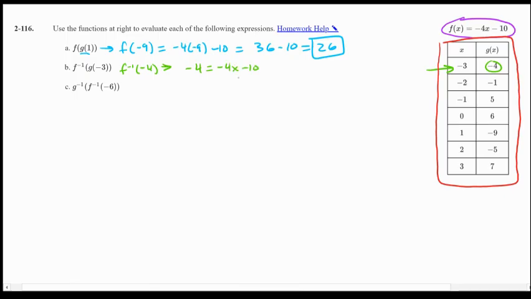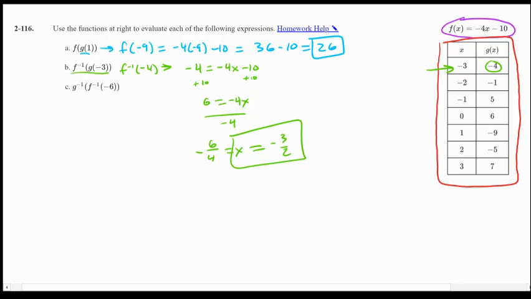And now we solve this. So we add 10 to both sides and then divide both sides by negative 4. And then make that simplified, so negative 3 halves. So in that one, for b, the inverse of f of g of negative 3 is negative 3 over 2.